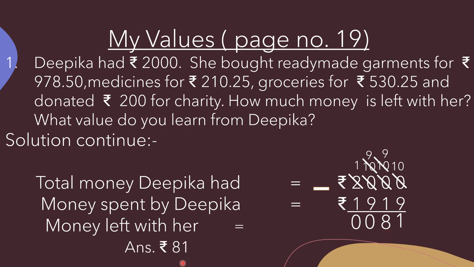Money is left with her, that is rupees 81. So now the next question: what value do you learn from Deepika? Beta, we should donate some part of our income for charity, and we should save some amount for ourselves. हमें अपने लिए भी कुछ बचा के रखना चाहिए और हमें charity भी देनी चाहिए.